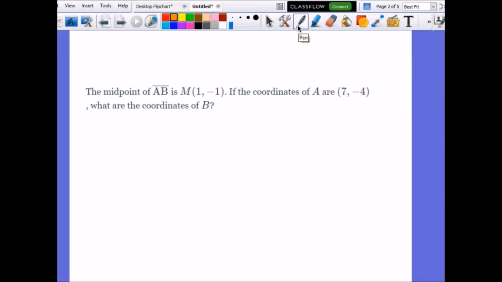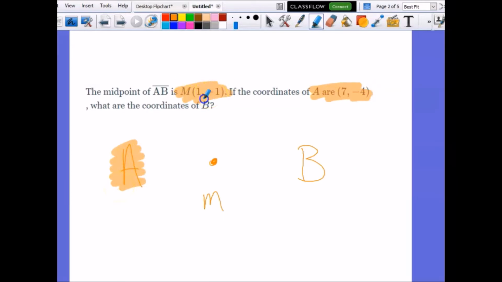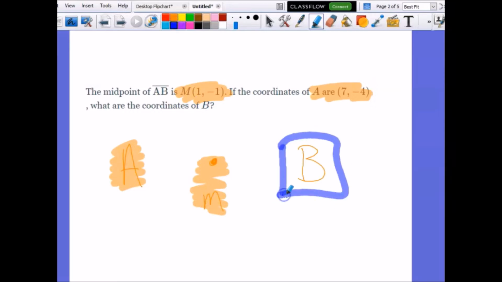So picture it this way. I have a point A, I have a point B, there's my line segment. Right in the middle of this mug is my midpoint, which is my M. And it just so happens that in this problem, they give us A, which is (7, -4). So here's my A. They give us M, which is (1, -1), which is this mug right here. So what we don't know is our endpoint B.